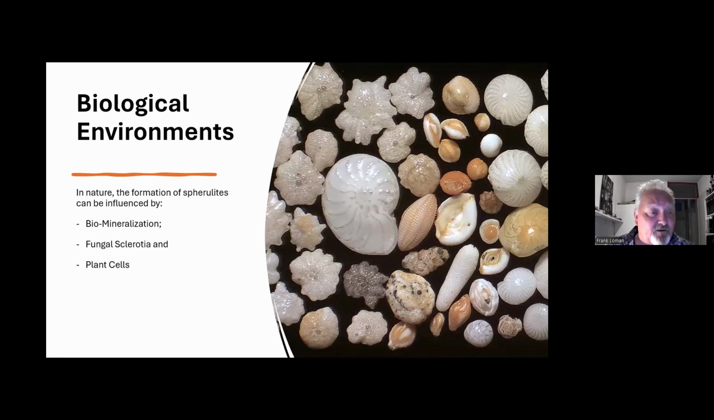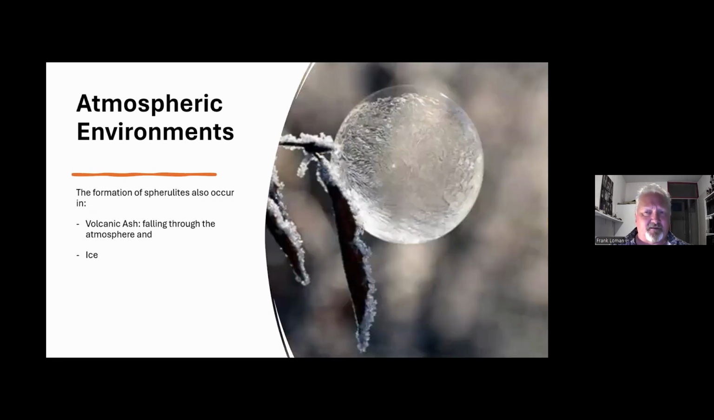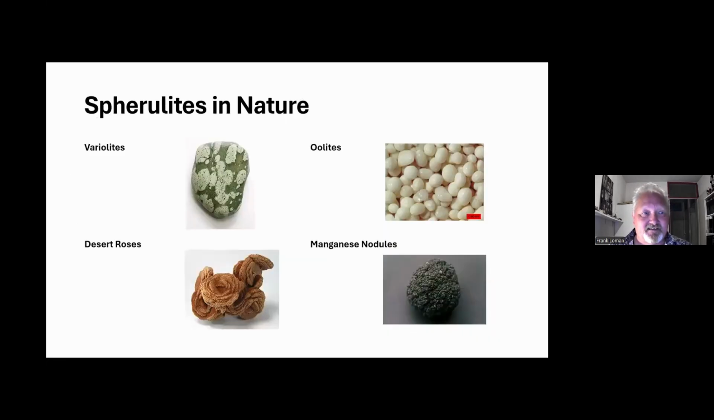Of course, in the biological environments, there are other things that influence spherulite formation: biomineralization, fungal sclerotia, and plant cells. I didn't go deeper into that because the presentation would be too long. And you've got atmospheric environments, like ice. Ice can form spherulites, and volcanic ash falling through the atmosphere can also form spherulites. Some spherulites which actually do occur in nature are variolites, oolites, desert roses, and manganese nodules.